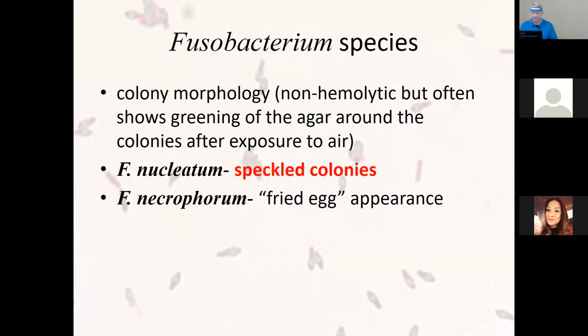They're non-hemolytic. So already what changes there? What is E. coli? Often beta hemolytic. That'd be a quick way to judge that, wouldn't it? But they often show a greening of the agar when exposed to air, so they almost have an alpha hemolytic look, the Fusobacteria. The nucleatum have speckled colonies, and the necrophorum, which is a very important description here, has a fried egg appearance, okay? Necrophorum.